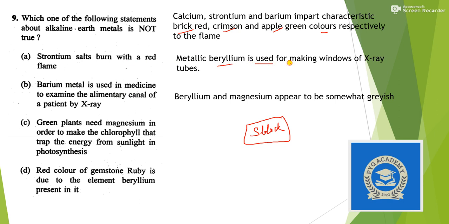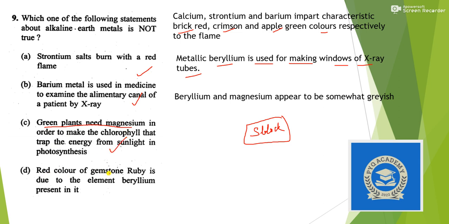Metallic barium is used for making windows of X-ray tubes. So yes, this is true. This is also true. Then green plants need magnesium in order to make chlorophyll that taps the energy from sunlight. We know that green plants contain magnesium, so this is correct.